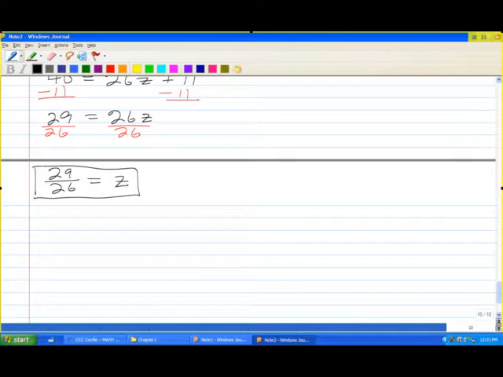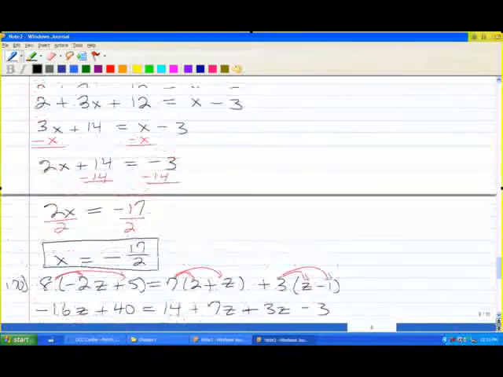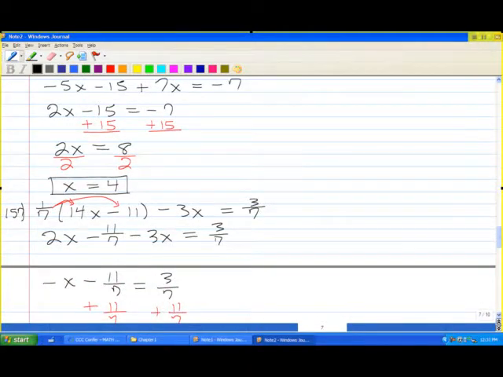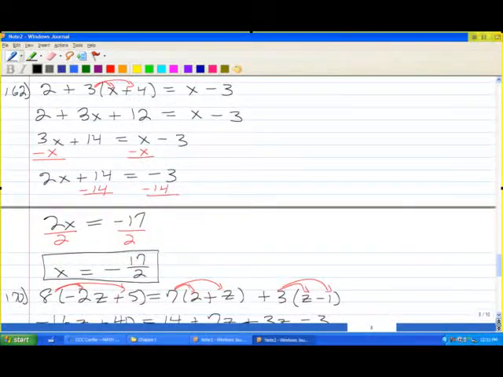Let me do, let's see, what one did we do? Let's see, the one we did with fractions was 157. So how about 160?